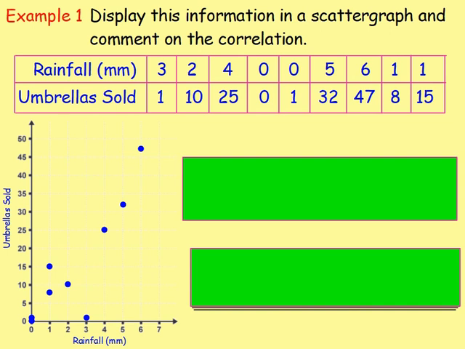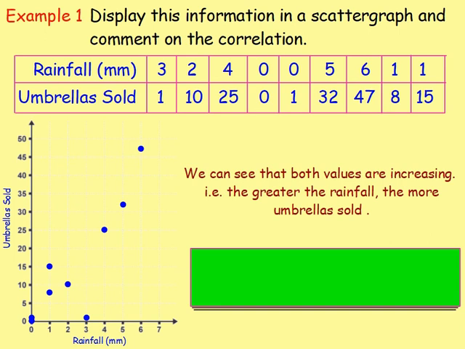Thinking back to the correlation, remember you could have a positive correlation where both values are increasing. You could have a negative correlation where one value increases while the other decreases, or you could have no correlation at all. The points are completely scattered about. Well, you can see that for this one, both values are increasing. We can see here they're quite low, but as the rainfall increases, the height of the points also increases. So you can see that both values are increasing.